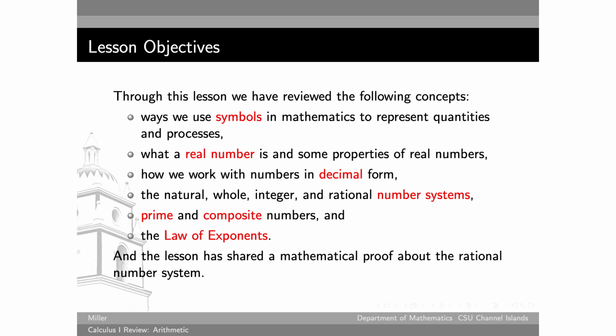In closing, through this lesson, we have reviewed the following concepts: the ways we use symbols in mathematics to represent quantities and processes, what a real number is and some properties of real numbers, how we work with numbers in decimal form, the natural, whole, integer, and rational number systems, prime and composite numbers, and the law of exponents. And the lesson has shared a mathematical proof about the rational number systems.